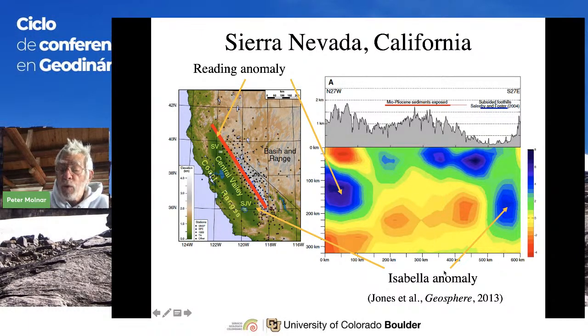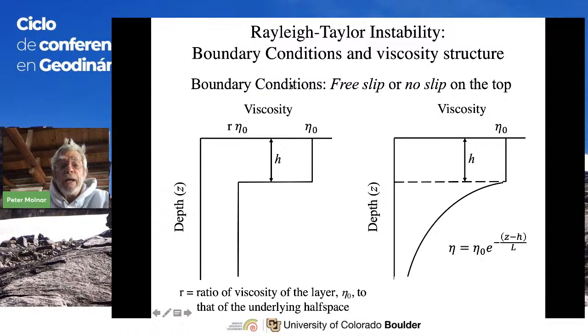Two blue regions, one called the Isabella anomaly, lying under this region, and one called the Redding anomaly, up in here. They're about 500 kilometers apart, and I'll get to that in a second. Okay, so to solve these problems mathematically, we need boundary conditions, and one needs a viscosity structure.